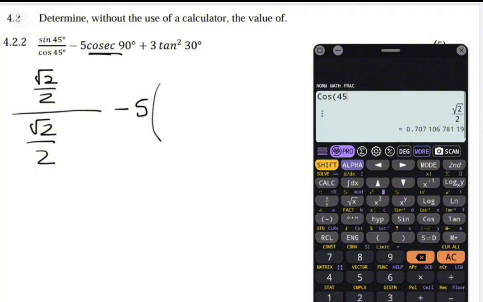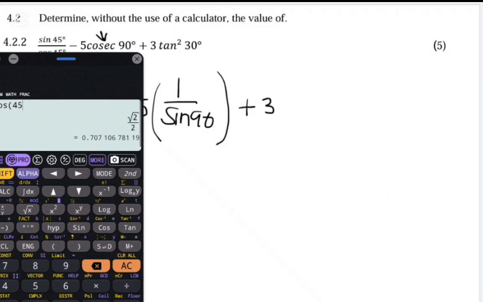This is a reciprocal. Which trig ratio is the reciprocal of cosec? So the reciprocal of cosec is sine. How do we know? Just check the third letter there. So we're going to have 1 over sine 90, or sin. Some of them call this sin. Whatever, still the same. So we're going to put it like this, and then we're going to have plus 3. Let me just remove my calculator.